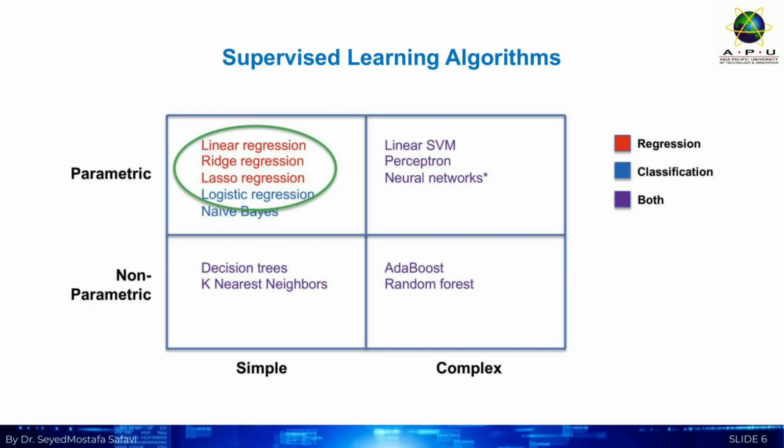In supervised learning, we learn from labeled examples, input and desired output. We can break these down using our new categories. Parametric, the recipe models: linear, ridge, lasso, and logistic regression, plus naive Bayes. These are the fast, simple models. Non-parametric, the artist models: decision trees, k-nearest neighbors, and random forests. These are the powerful, flexible models. Understanding these types helps you choose the right tool for any machine learning job.